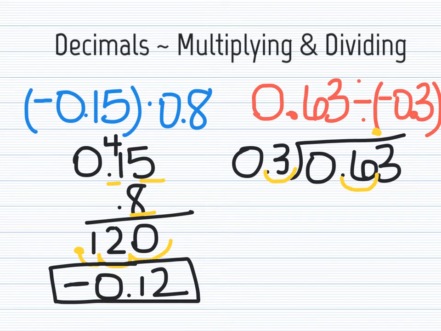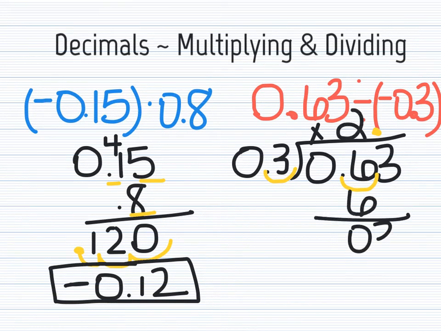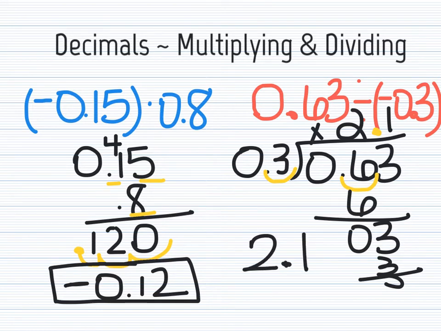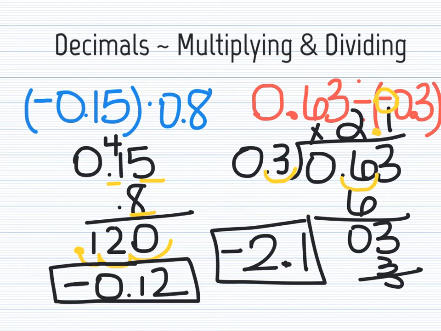as I'm dividing. So 3 can't go into 0, but it can go into 6 2 times. I subtract, and I bring down my 3, and 3 goes into 1 time, and I'm done. So my decimal is 2.1, and I go back to look, and I see 1 negative sign here, so I know that my final answer is negative 2.1.